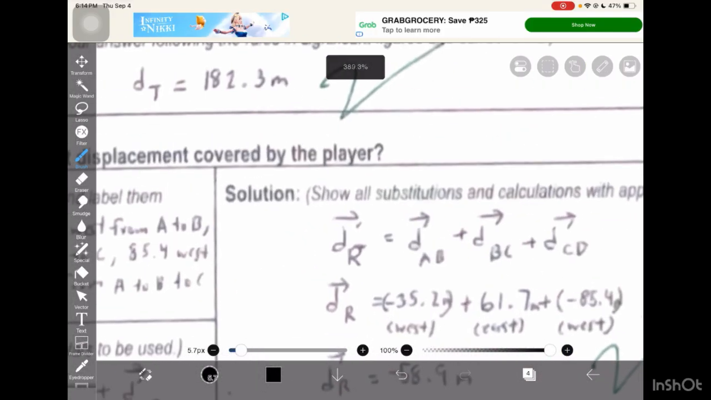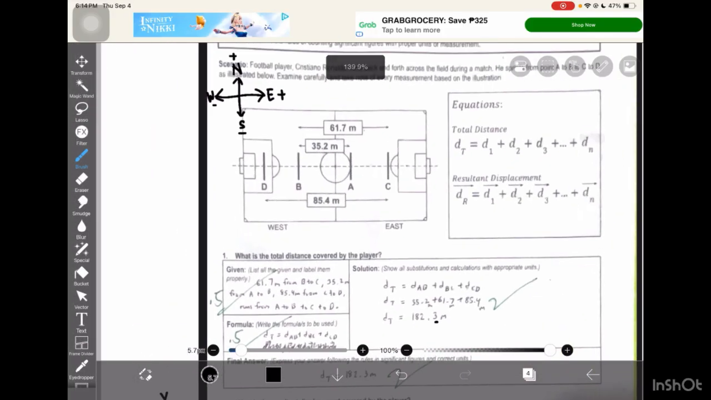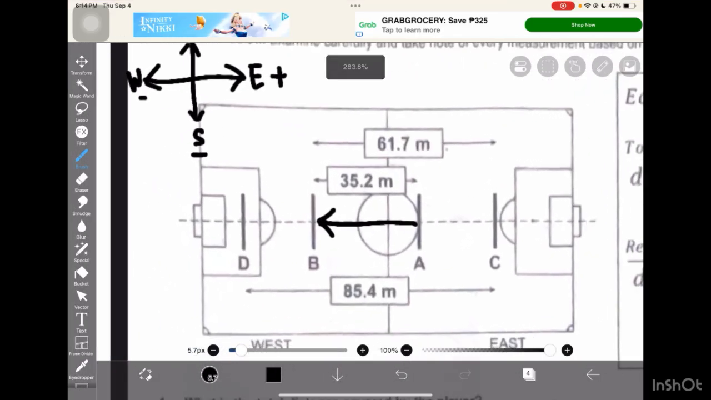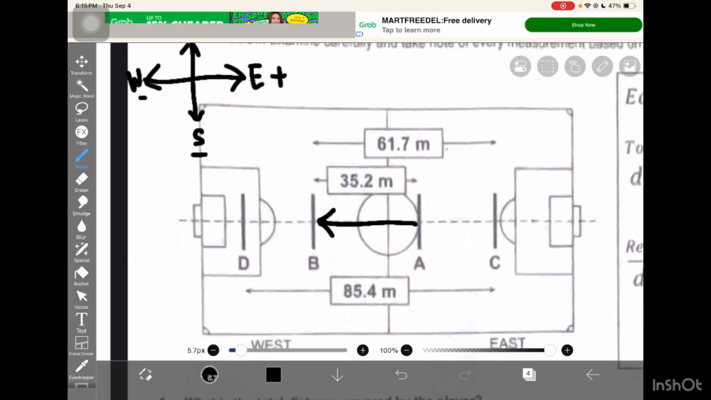So for this one, d sub r, so AB. A to letter B is going this way, which is west. So whatever the distance from A to B is should be considered negative. So negative 35.2 would be written on the calculator.